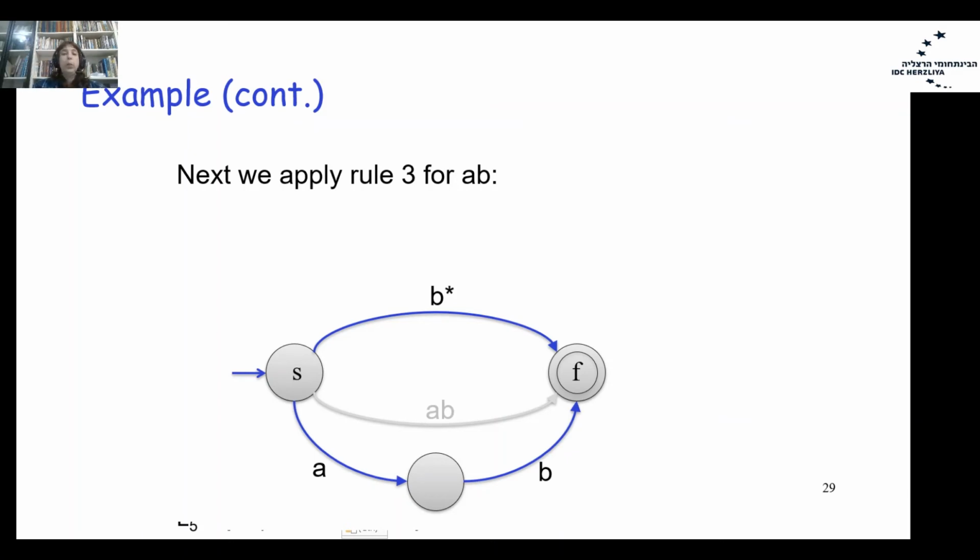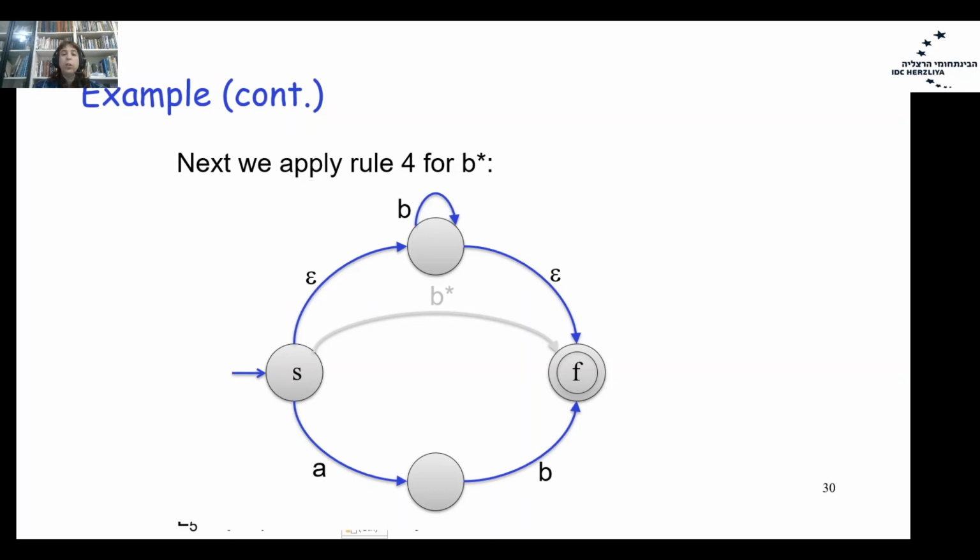The last step, we still have a star operation, so we will use rule number 4, and instead of b star, we will once again draw an additional state. We will move from S with an epsilon transition to this state. We will have a self loop with b to imitate the b star operation, and we will continue from this new state with an epsilon transition to F. The resulting automaton is an NFA that is equivalent to the regular expression that we had.